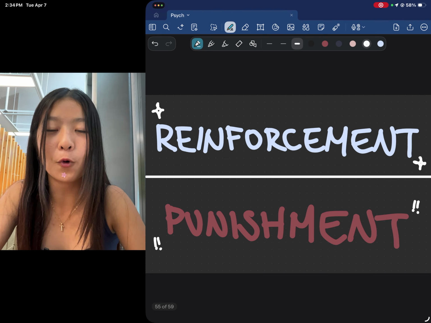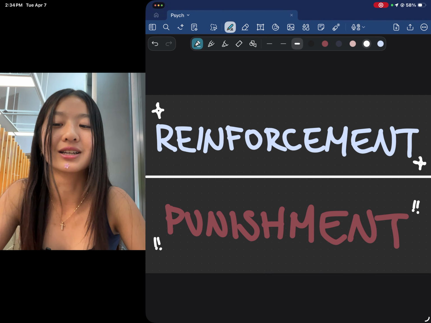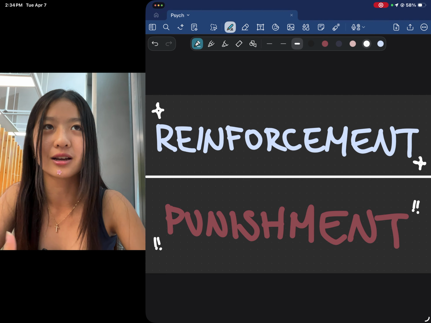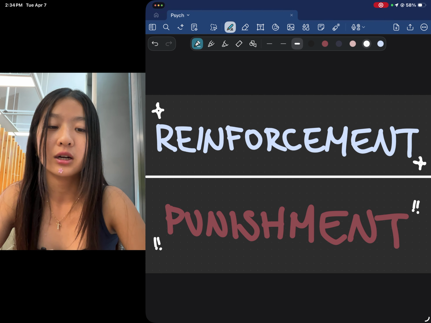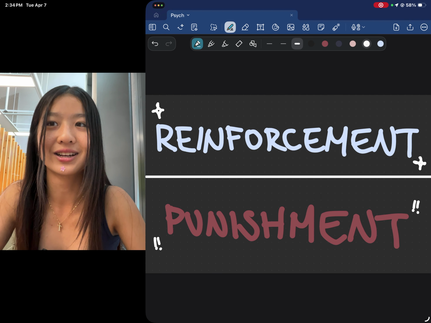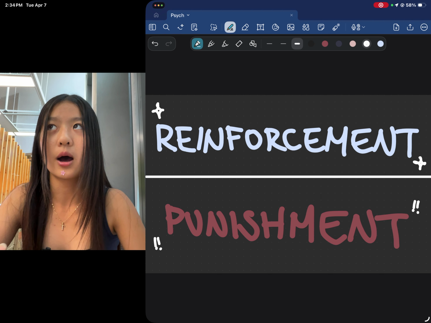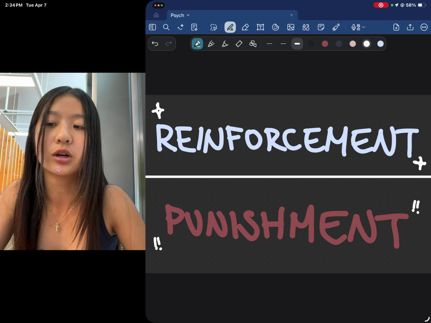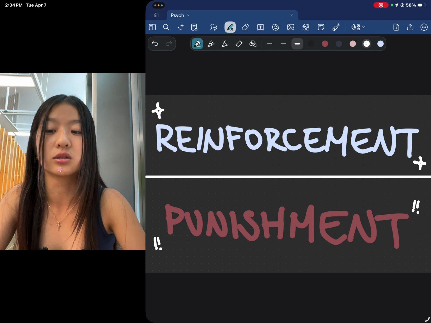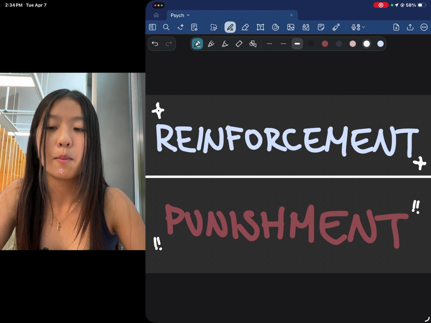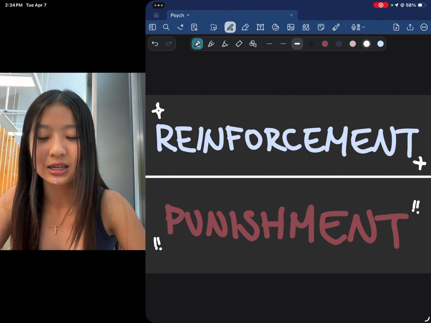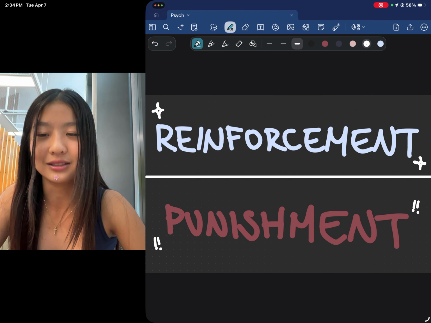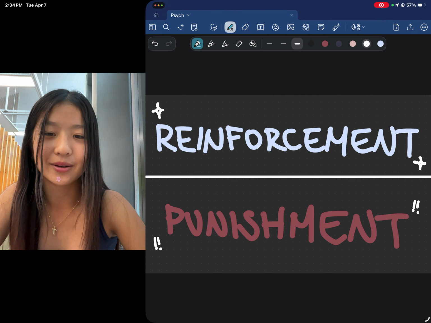So there are four key concepts within operant conditioning that we really need to get clear before we move on to examples. The first one is reinforcement. Reinforcement is good. Reinforcement is the desired behavior being repeated. You want this behavior to be repeated again and again. Punishment is behavior that you don't want to be repeated. Punishment is when your desired outcome is not happening.